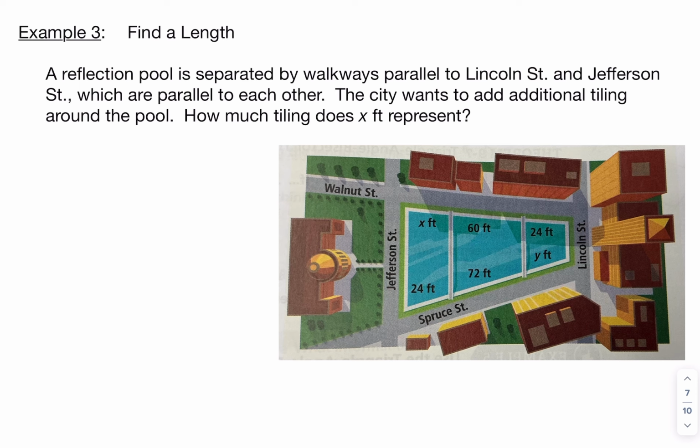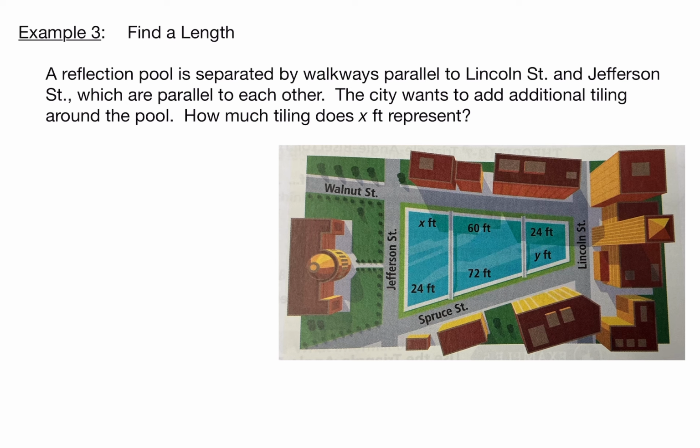So here we have a reflection pool that is separated by walkways parallel to Lincoln Street. Okay, here's Lincoln Street, and the pools are separated by these walkways here. They're parallel to Lincoln Street and Jefferson Street. The city wants to add additional tiling all around the pool. And the question is, how much tiling does x, this length here, represent?